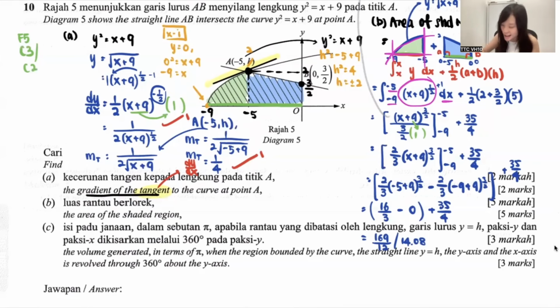This one also can lah. So like that, isn't it the answer? Unit square. How many marks they give you? 5 marks. Well, that's a lot. Where's the 5 marks, my dear?